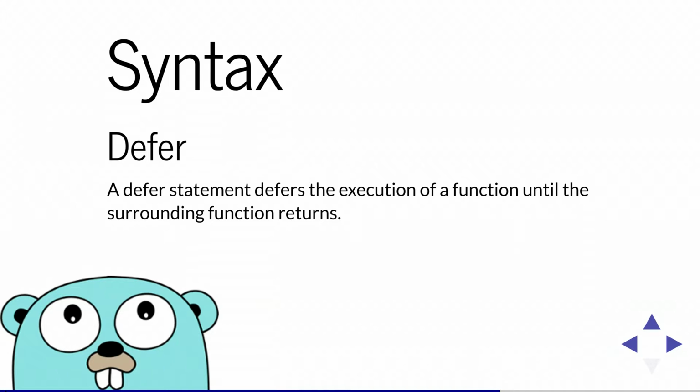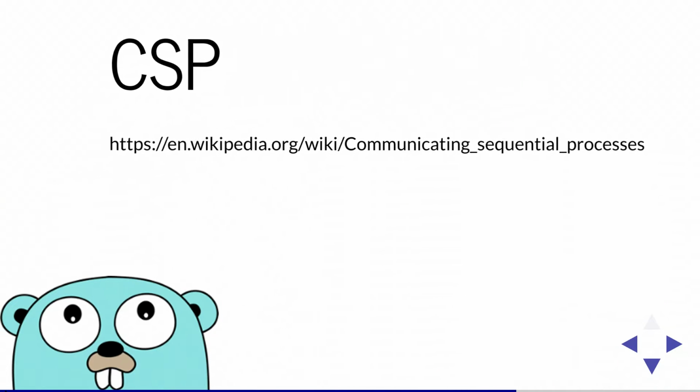So what defer does is allow you to defer execution until the surrounding function returns. And when you start writing concurrent code, this is going to become important because you want things to run at the proper time. And being able to delay execution is very important for that.